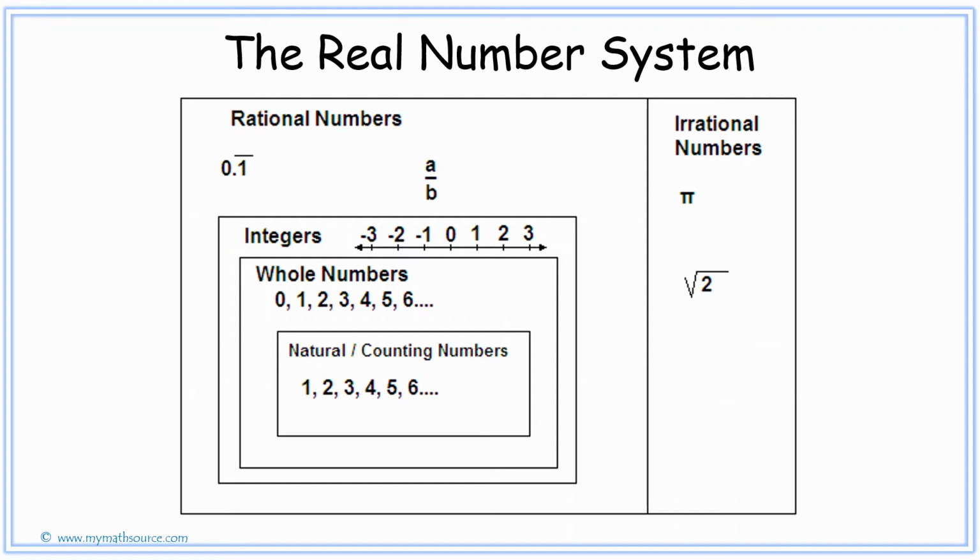Now, if we were to put this into a nice graphic, what you will see is that the natural numbers are a subset of the whole numbers. The whole numbers are a subset of the integers. The integers are a subset of the rational numbers. And then the rational numbers and the irrational numbers both are subsets of the real number system. And we'll learn about the other number systems really soon.